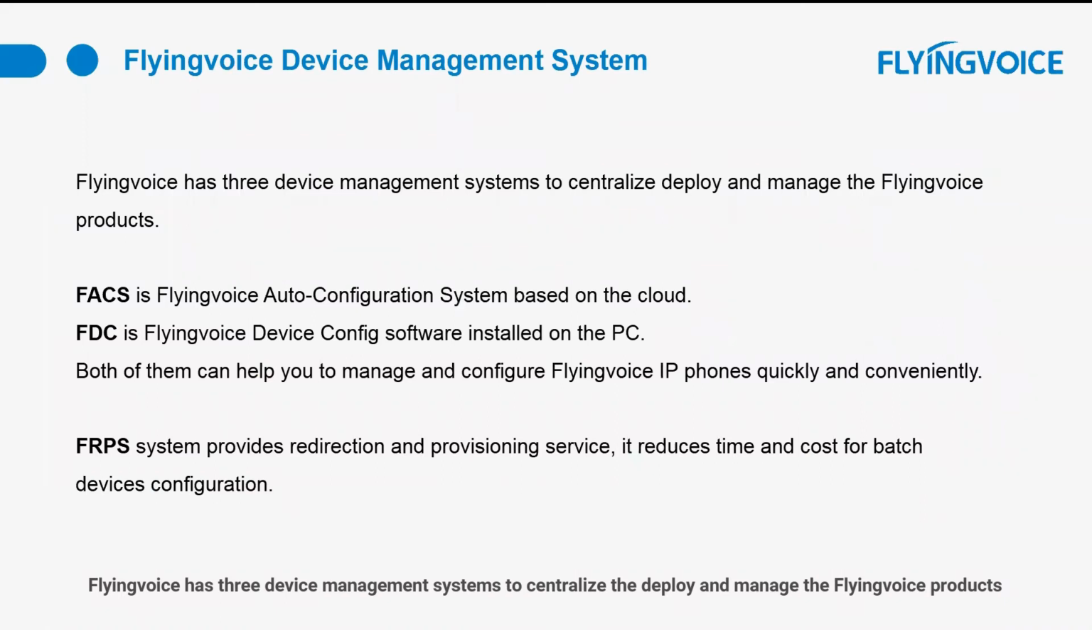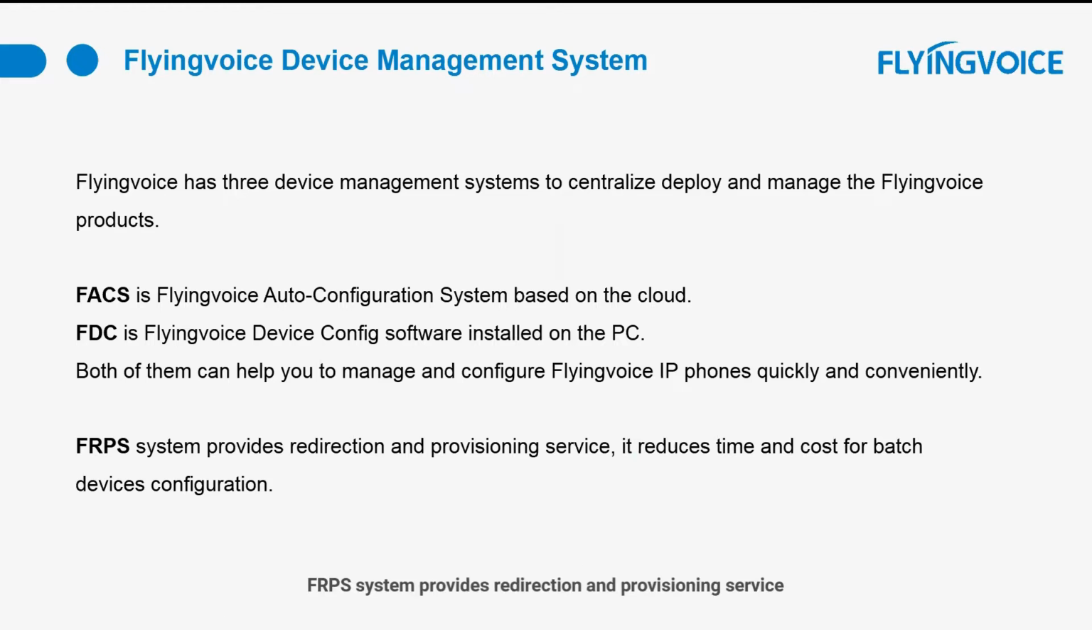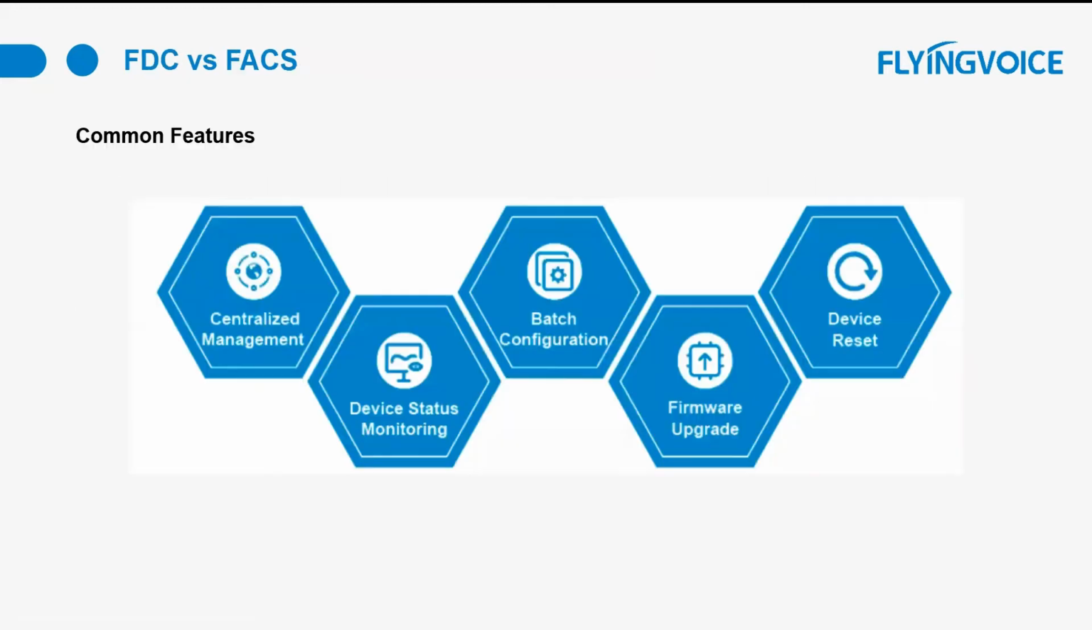Flyingvoice has 3 device management systems to centralize, deploy, and manage Flyingvoice products. FACS is the Flyingvoice Auto Configuration System based on the cloud, and FDC is Flyingvoice Device Config software installed on the PC. Both can help you manage and configure Flyingvoice IP phones quickly and conveniently. The FRPS system provides redirection and provisioning service. It reduces time and cost for batch device configuration.